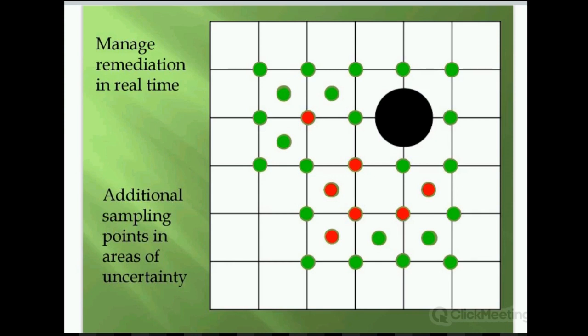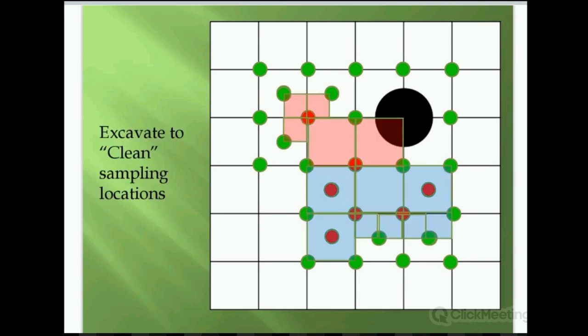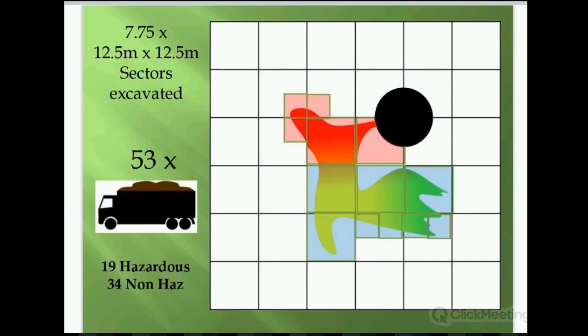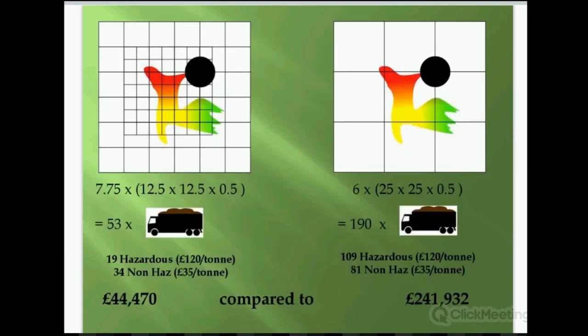So instead of a 12.5 meter grid, we can go down to even tighter than that. And you can see those spots where it's red, and the ones which are green where we're not particularly bothered. And again, this is the amount of material taken out, the pink hazardous, blue non-haz. And that works out as 53 loads, 19 hazardous, 34 non-hazardous.